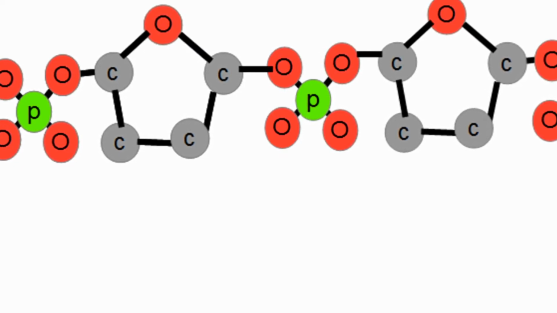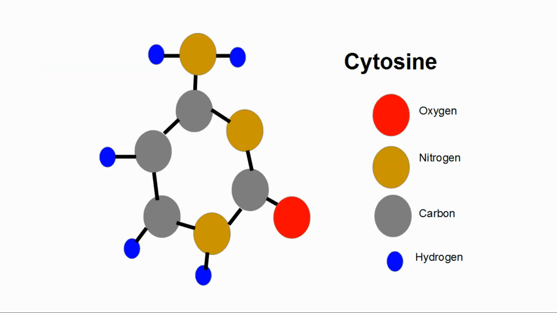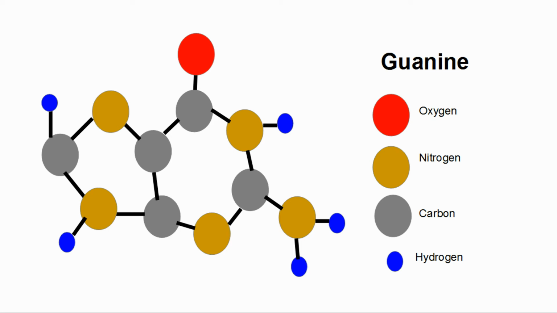Let's have a look at these rungs now on the ladder. This is cytosine. It is always attached to a guanine molecule on the other side in pairs. Which way around depends on the code. This is guanine. It's usually attached to cytosine on the DNA strand, and depending on which way it's attached depends on the code as well.